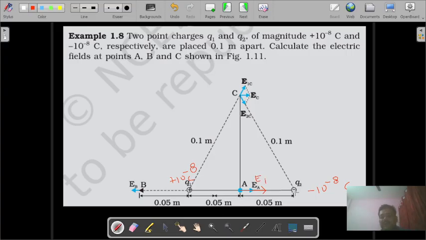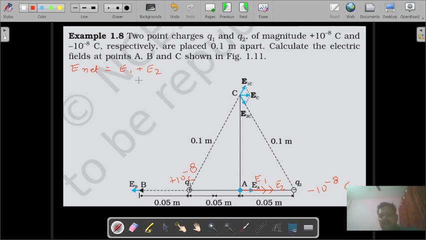Similarly, we can find the electric field due to the charge Q2. Since Q2 here is a negative charge, its electric field will be inwards, and hence we can write the electric field E2 also along the same direction. It will be inward, so this is E2. The electric fields E1 and E2 are acting along the same direction at point A. Therefore, the net electric field at this point A, we can obtain E net to be equal to E1 plus E2. That's the net electric field at this point A.